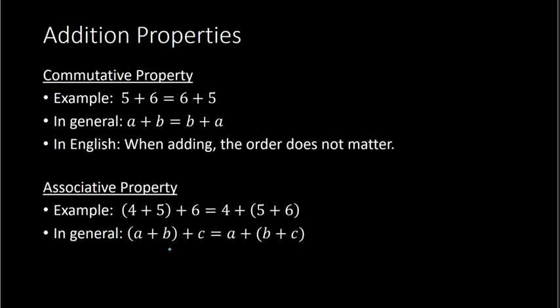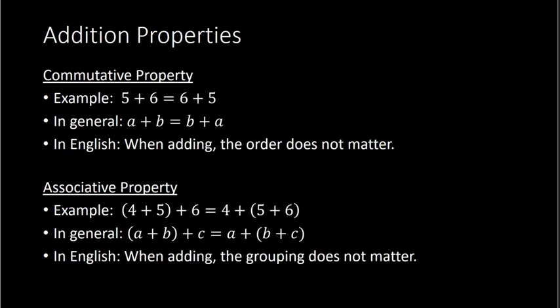And in general, we could write it like this, where instead of using actual numbers, we can use the letters A, B, and C. So we can group together A and the B when adding, and the C would be outside of parentheses. Or we can group the B and the C together, and the A is outside of the parentheses. So in English, we could say this as, when adding, the grouping does not matter. And when we say grouping, what we mean is the parentheses. So it doesn't matter how we put the parentheses together. It doesn't matter which numbers we put in there when adding.